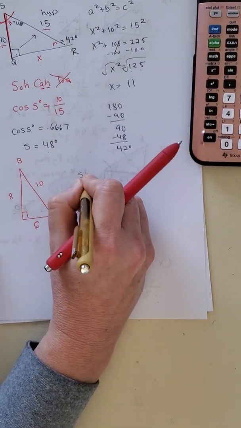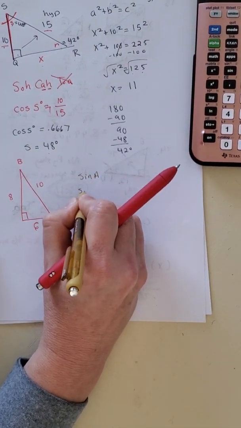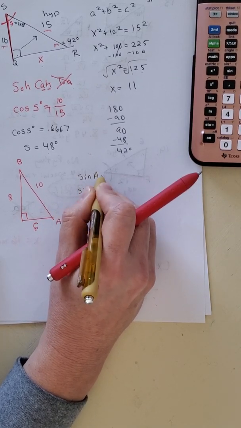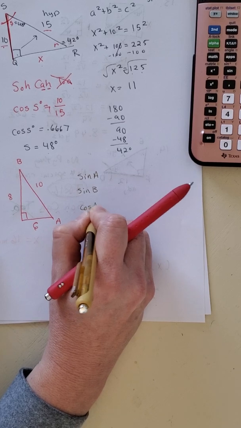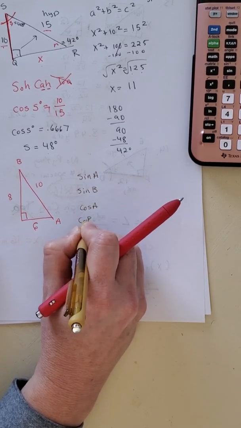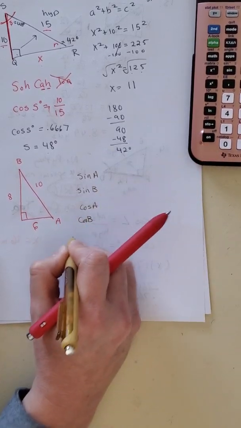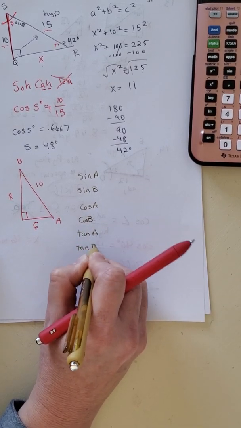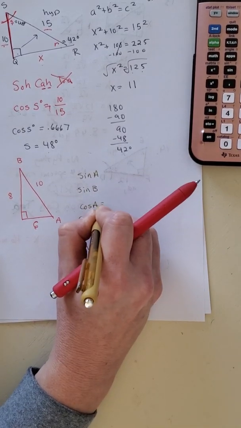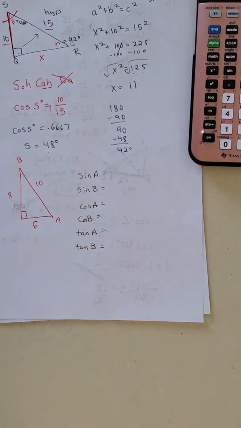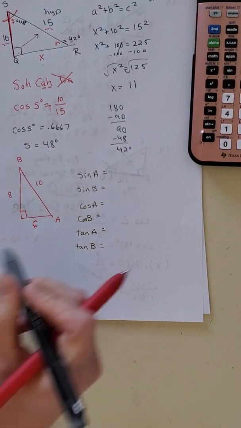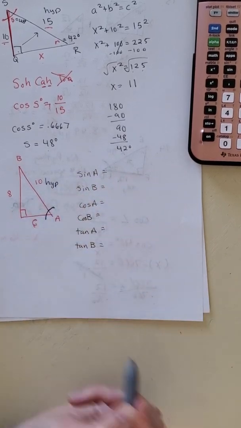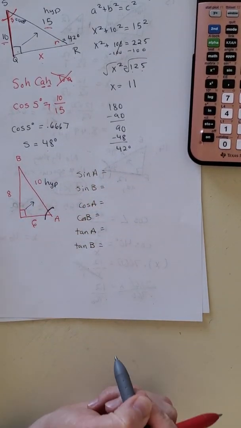So we want sine A, we want sine B, and we want cosine A, and we want cosine B, and we want tangent A, and we want tangent B. All right, so sine A, if I'm standing here at A, my hypotenuse won't change no matter where I'm at. My hypotenuse is across from the right angle.